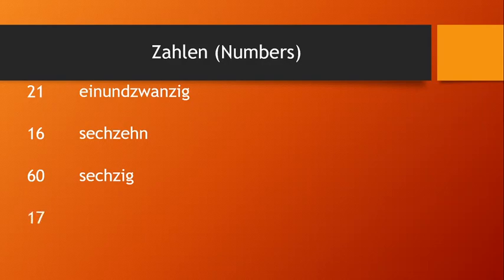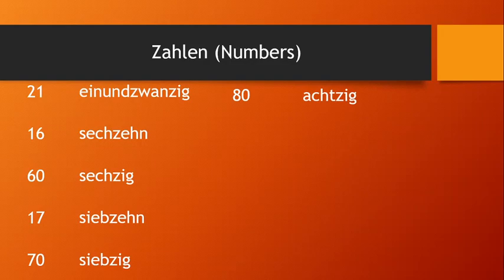17. 17 is siebzehn. And 70. Okay, 70 is siebzig. So numbers 16, 60, 17 and 70. With these numbers, you need to be a bit careful. Yeah? Number 80. 80 is achtzig. That's right.